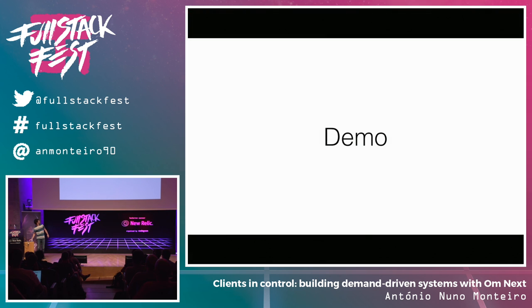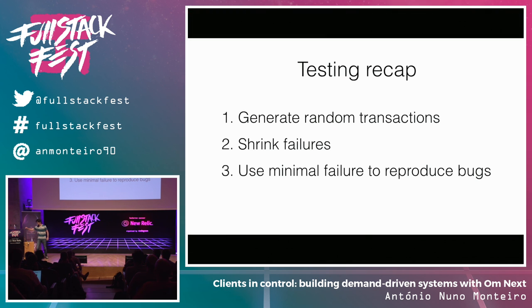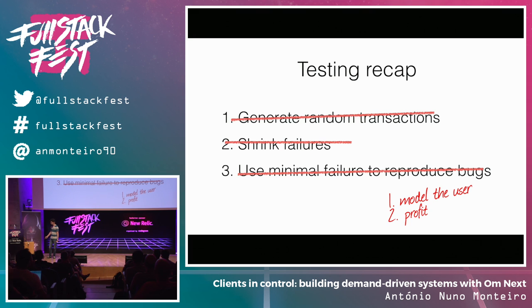And so by generating random transactions that run against the parser and shrinking those failures and getting the minimal failure to reproduce the bugs, we can just be very confident about our testing story. This is actually modeling the user, and by modeling every possible user interaction against our UI, we can just profit.